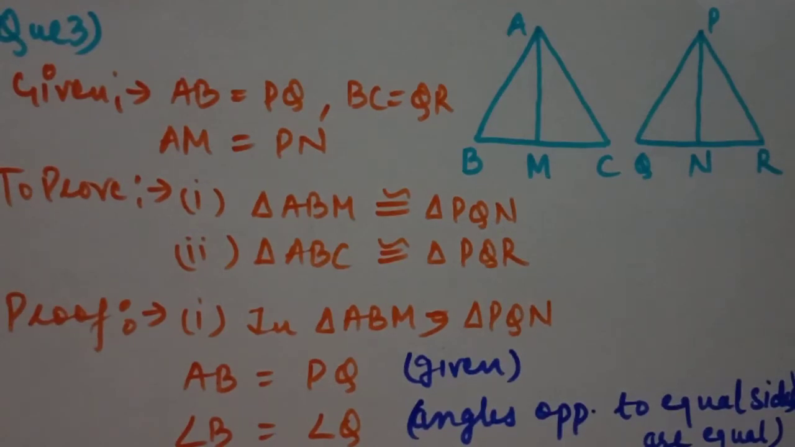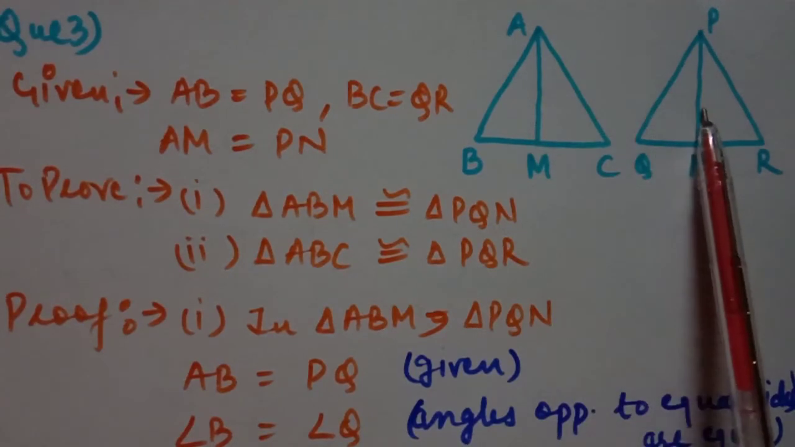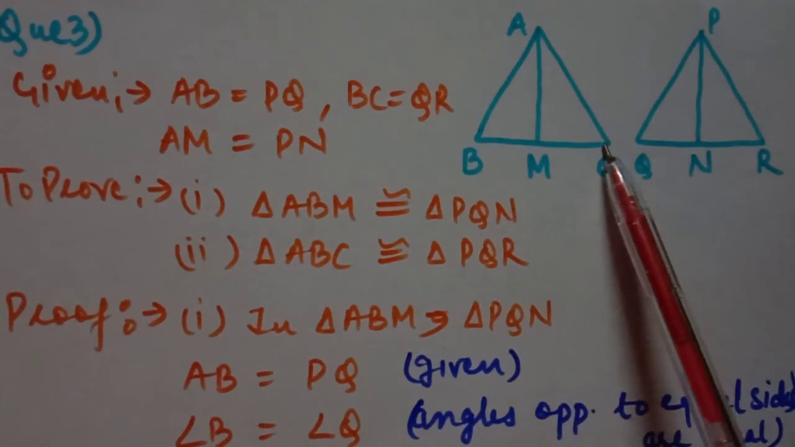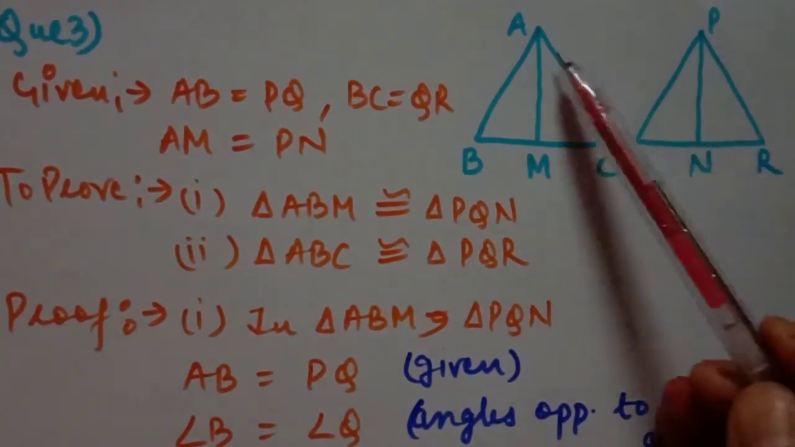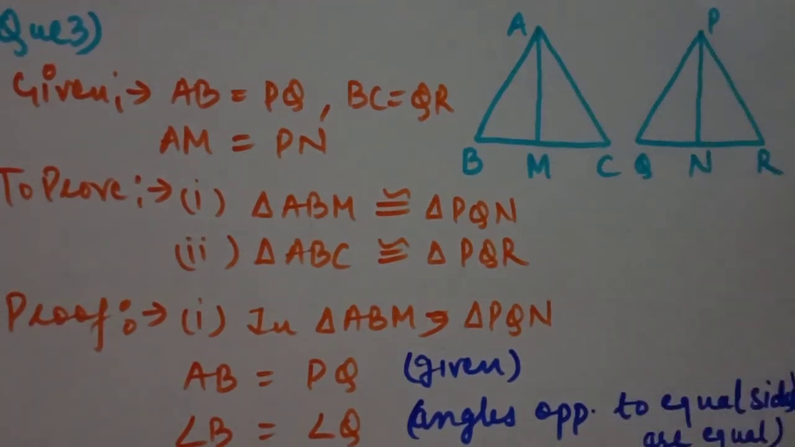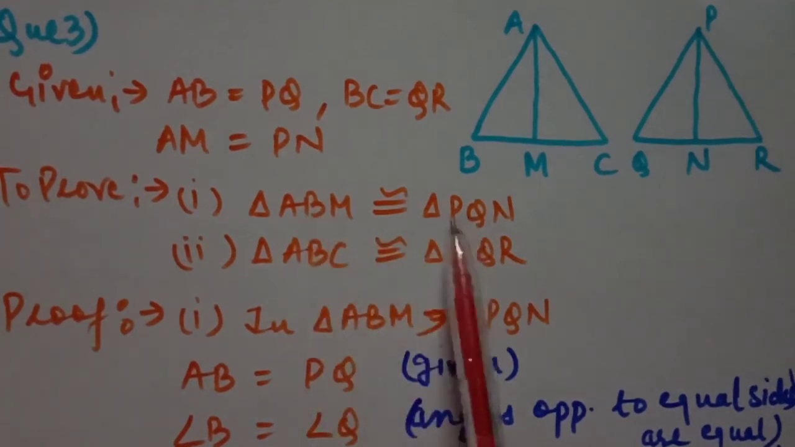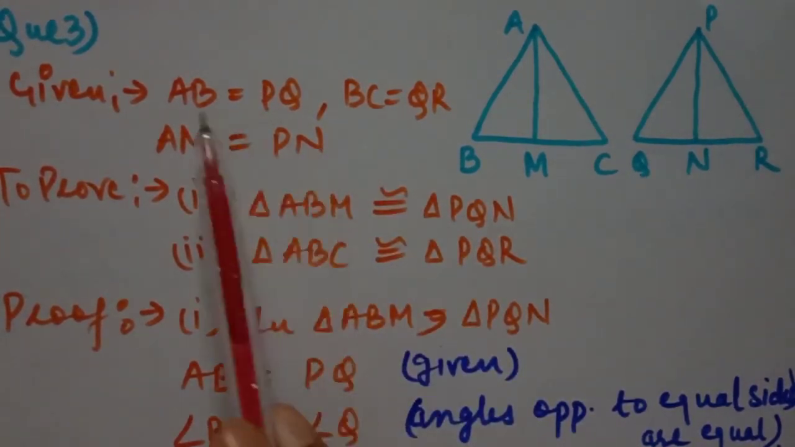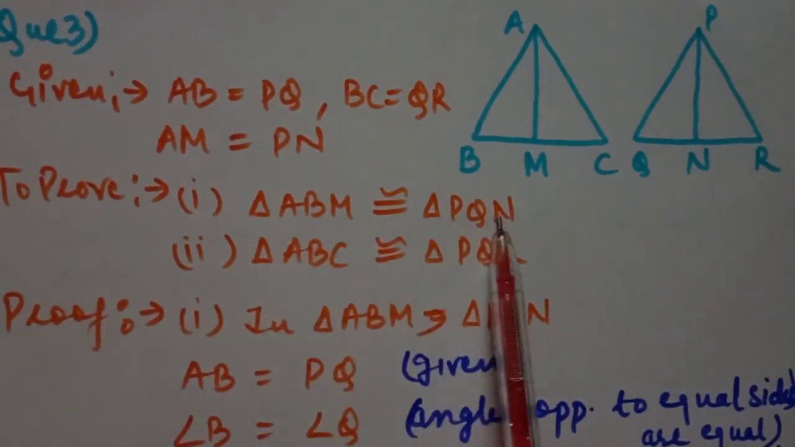Question number 3 is from your NCERT. We have two triangles, triangle ABC and triangle PQR. Two sides AB and BC are equal to the other triangle's sides PQ and QR respectively, and medians AM and PN are also equal to each other. We have to prove these two triangles are congruent. So students, we have these three sides equal to each other as given. So we will start our proof with the first part.